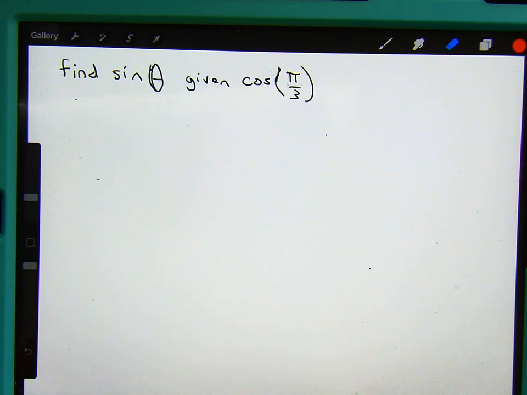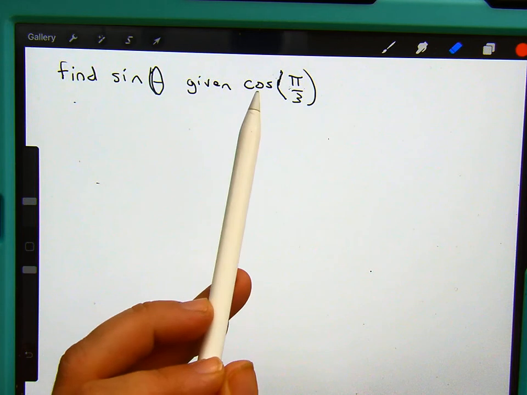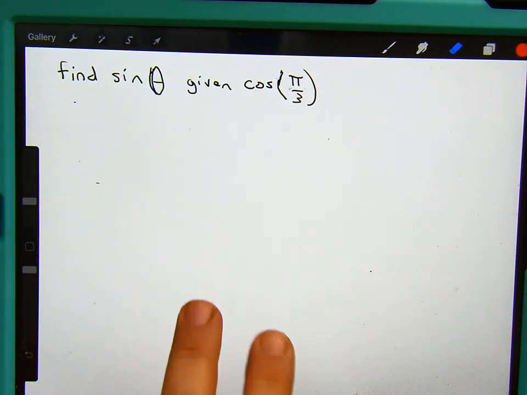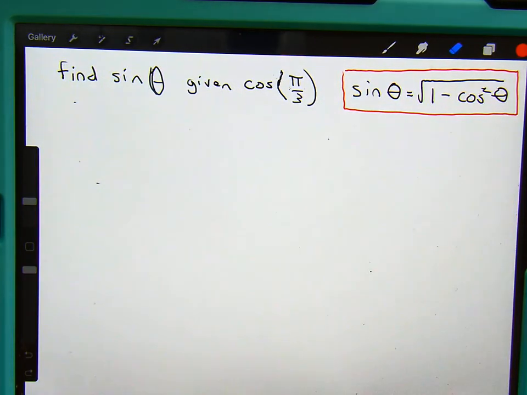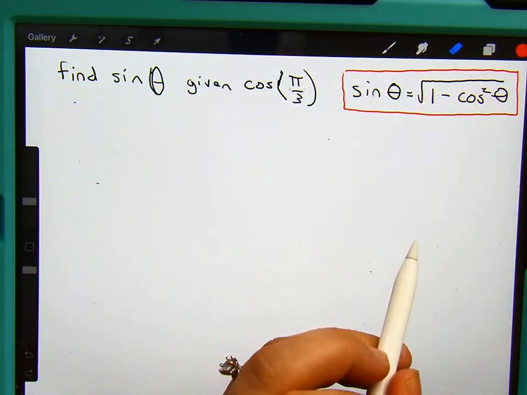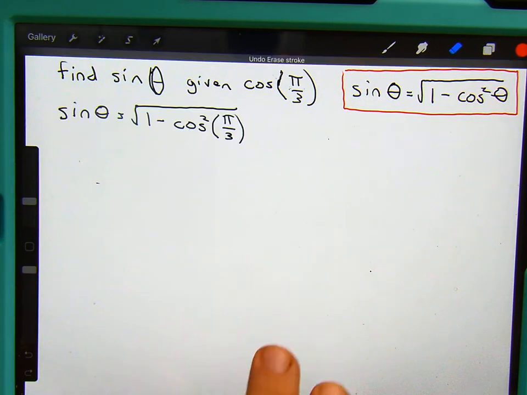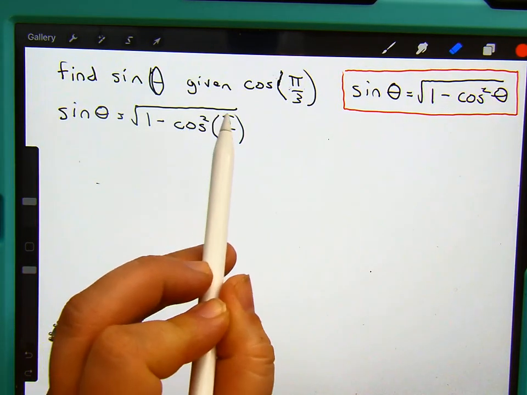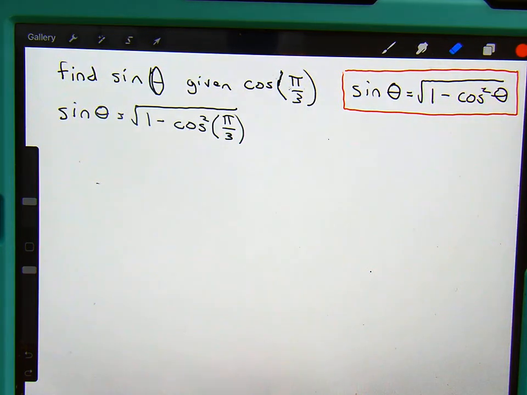So let's go ahead and look at this in an example. Let's say we're told to find sine theta given cosine pi over 3. Okay, so things that we're going to look at: if we're looking for sine, we're going to first write down the formula that we need to be able to solve for it, which is the square root of 1 minus cosine squared theta. And then from there, we're going to set up that exact equation, but since we have been given our theta, we're going to substitute it in and plug it in.